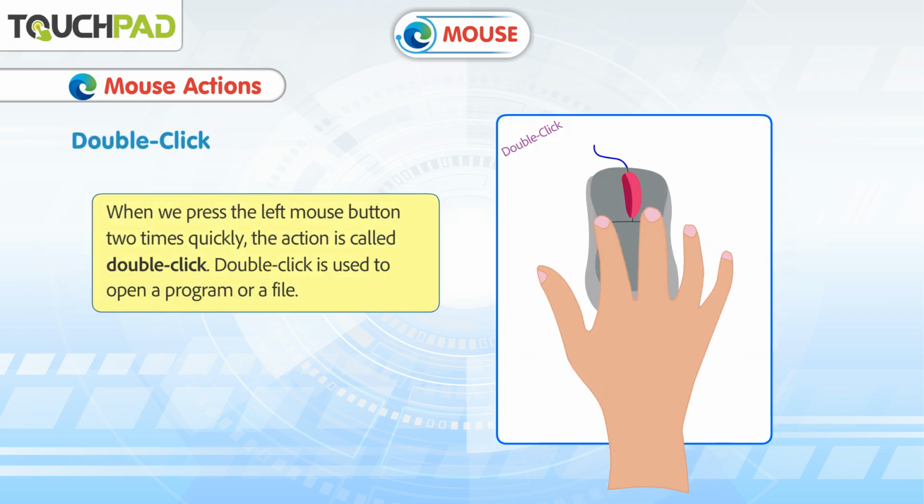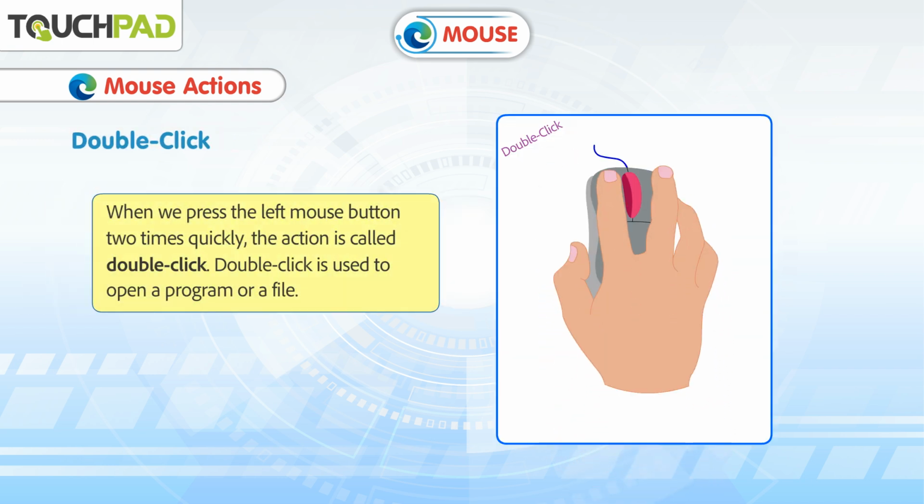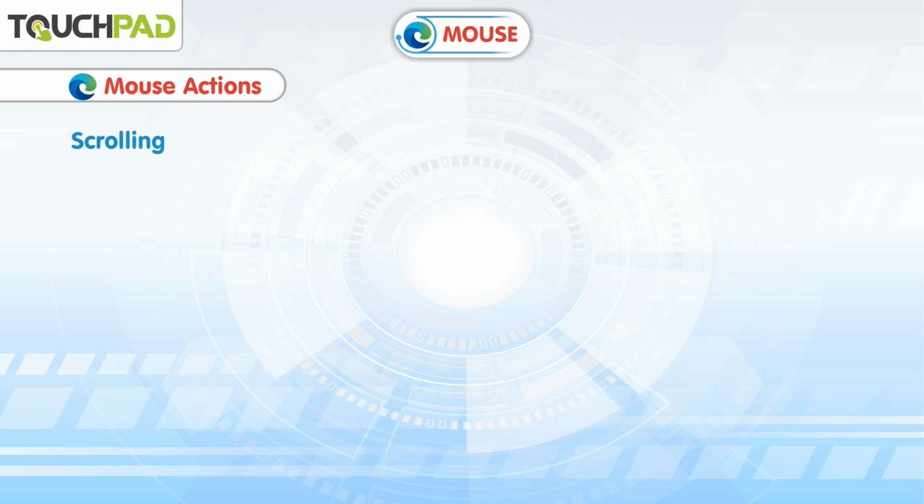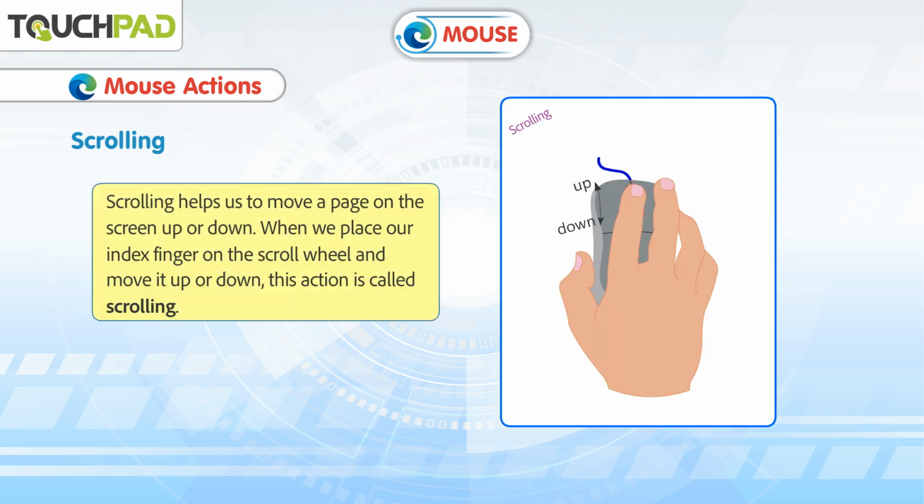Double click. When we press the left mouse button 2 times quickly, the action is called double click. Double click is used to open a program or a file. Scrolling. Scrolling helps us to move a page on the screen up or down. When we place our index finger on the scroll wheel and move it up or down, this action is called scrolling.